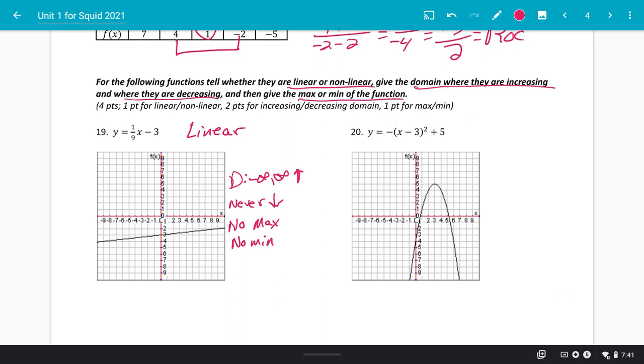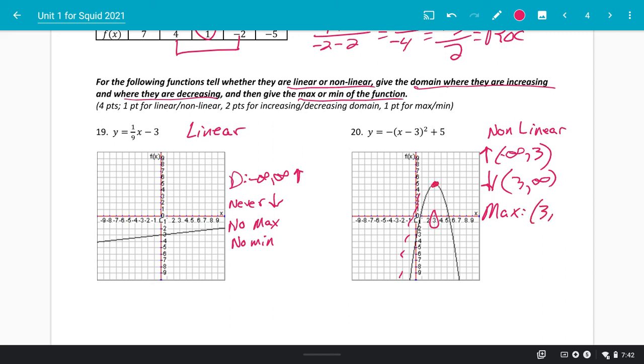This one, number 20, it is nonlinear. It is increasing from -infinity. It's increasing till right there, which is to 3. It is decreasing from 3 forever, so to infinity. It has a maximum right here, and that max is (3, 5), meaning the value at the max is 5.